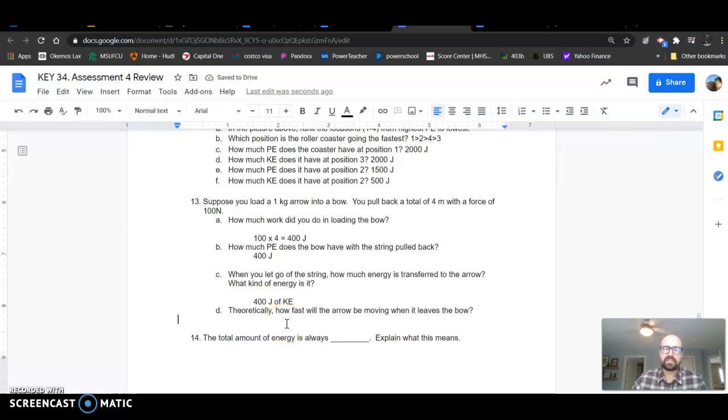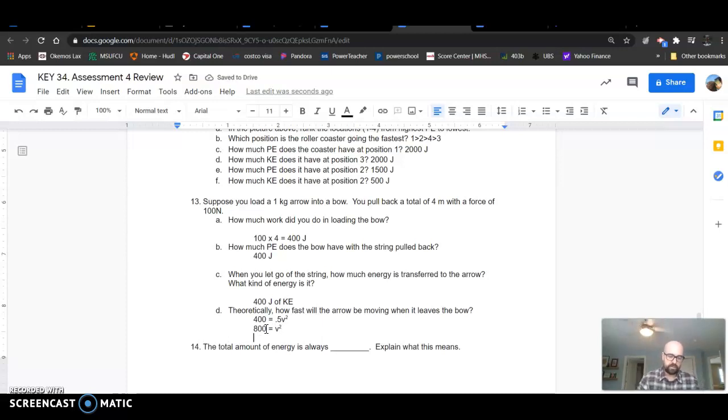And then I want to know how fast it's going to be going. So now I know 400 equals 1/2 mv squared. So I got to do some algebra again. And the mass here is 1 kilogram. So we'll say half of 1, we'll just change that to 0.5. So then I divide both sides by 0.5. I get 800 equals v squared. And I've got to take the square root of 800, which is 28.28. So we'll say 28.3 meters per second.